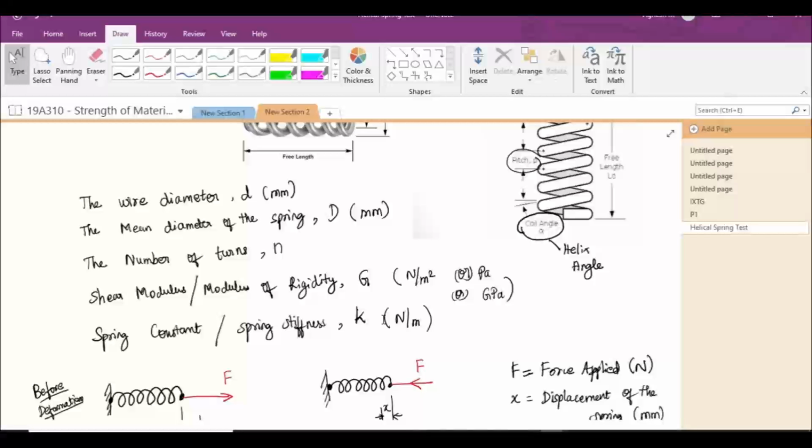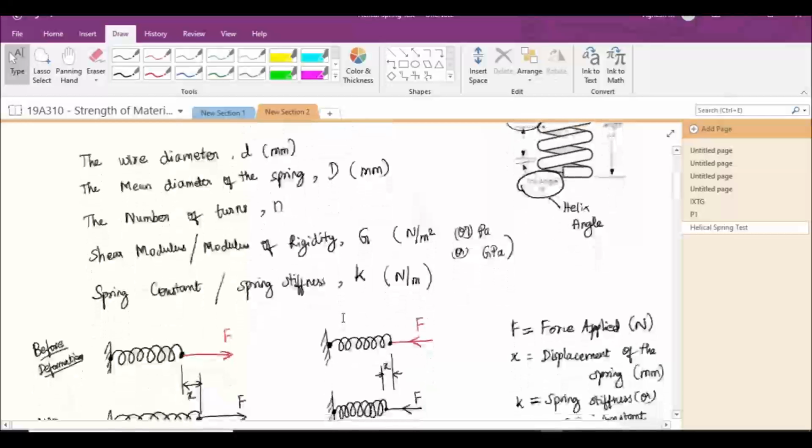So spring stiffness or spring constant, both names represent the same parameter, which is K. The unit for the spring stiffness or spring constant is Newton per meter or Newton per millimeter. Usually that will be the unit. Spring stiffness defines how stiff the spring is. If the K value is more, that means the spring is more stiff. And if the K value is less, that means the spring is less stiff.